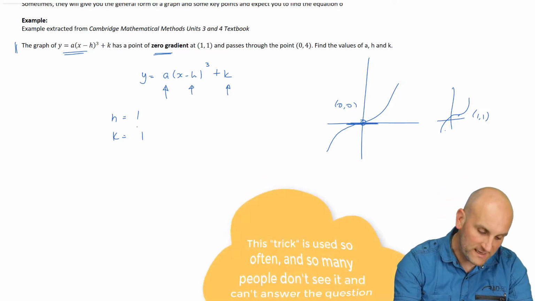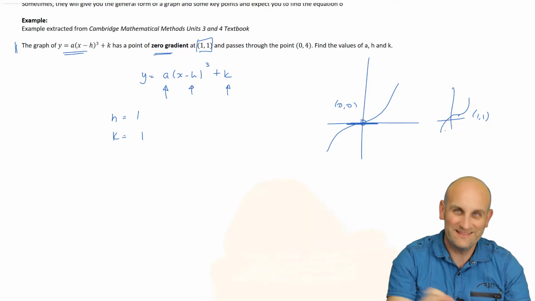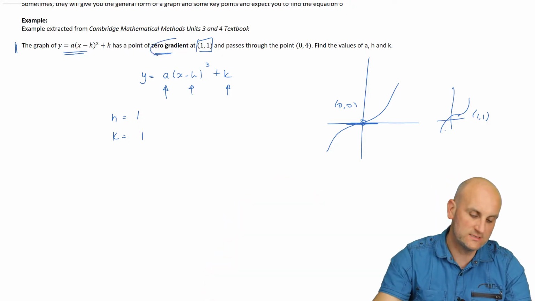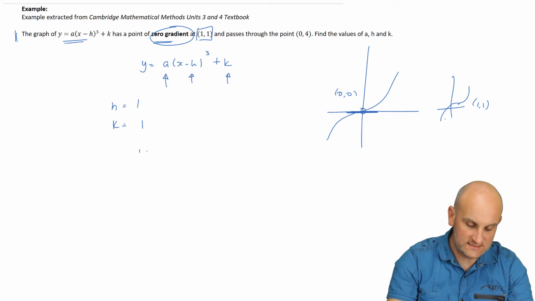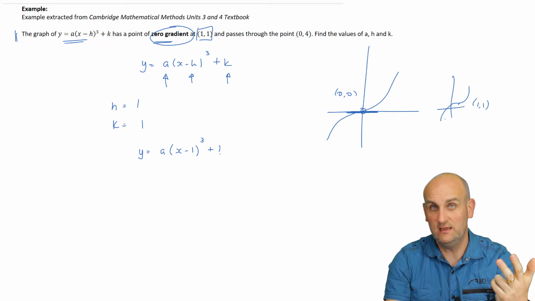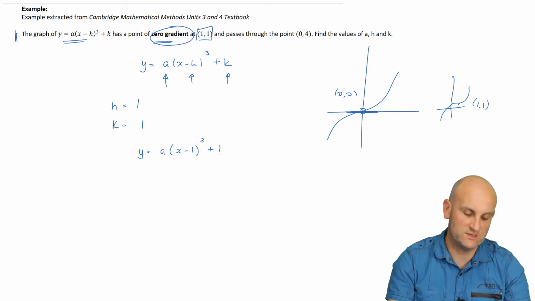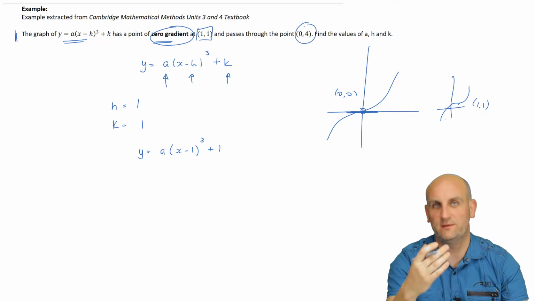That one piece of information, everyone would look at that coordinate and go, oh, what do I do with that? That wasn't the important thing initially. It was knowing that zero gradient. So knowing that, I can now say that y is equal to a(x minus 1) all cubed plus 1. Well, how many unknowns do I have now? 3. I'm trying to find the value of a, which means I need an x and a y value, and just so happens they've given me an additional coordinate.